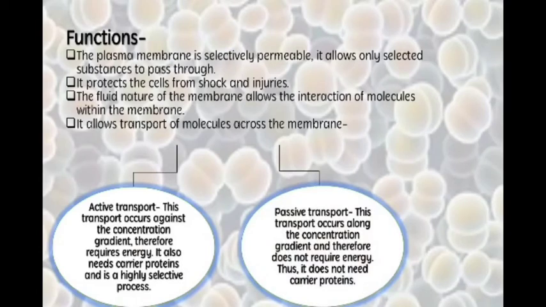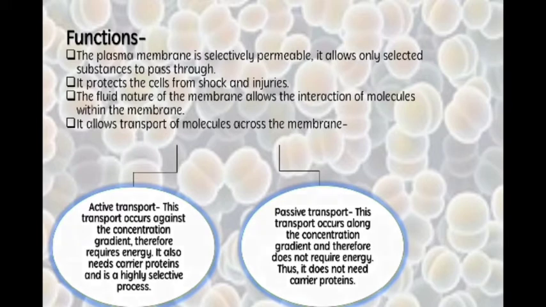In our last presentation, we discussed the transport system by the cell membrane in detail. If you want to know, you can follow our last presentation. There are two types of transport system. One is active transport, which occurs against the concentration gradient, and one is passive transport, which occurs along the concentration gradient.